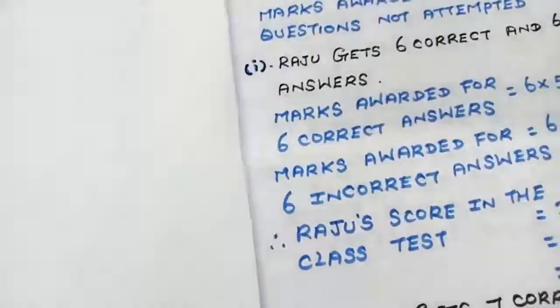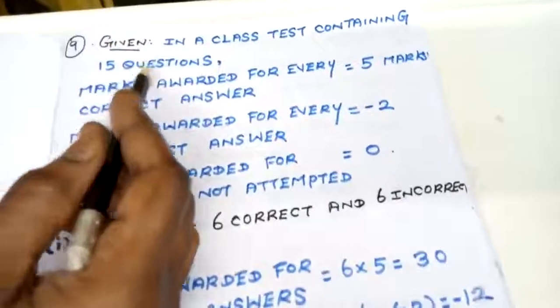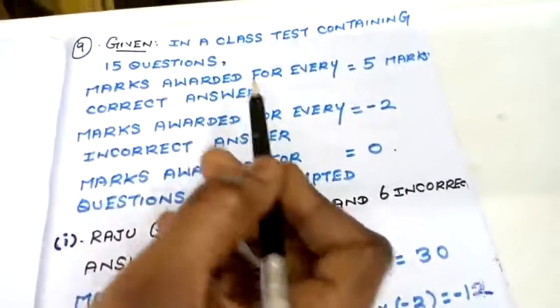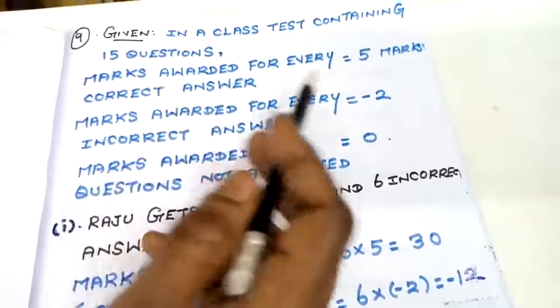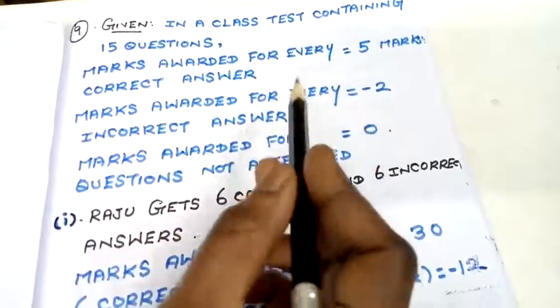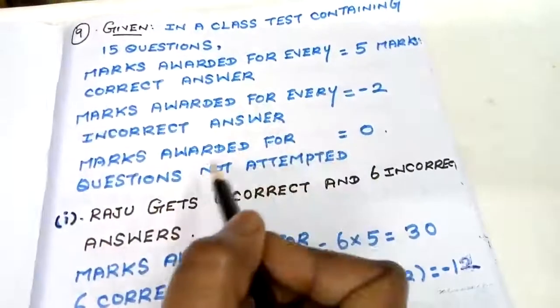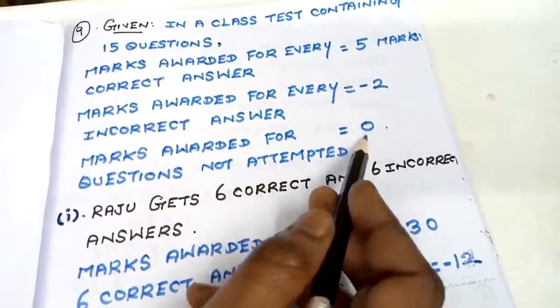So question number 9. Given in a class test containing 15 questions. So this is the condition for a correct answer. For one correct answer, 5 marks. Similarly, for one incorrect answer, minus 2. If you do not attend the question, they will allot the mark as 0.